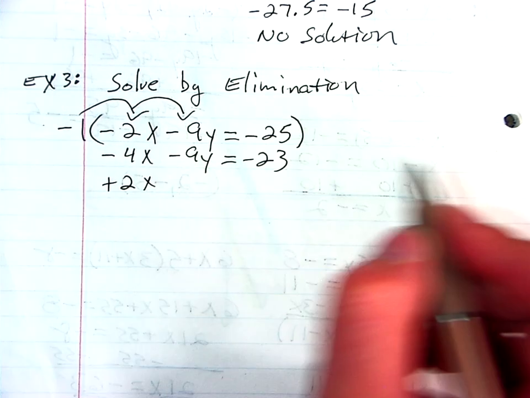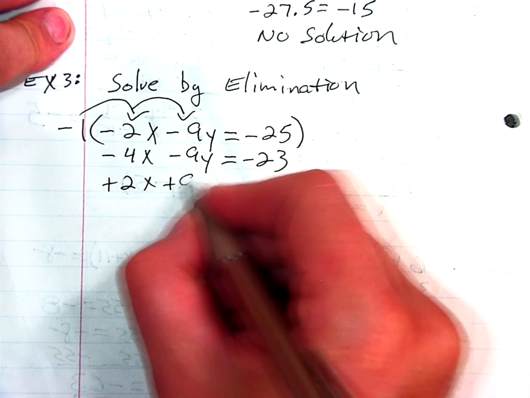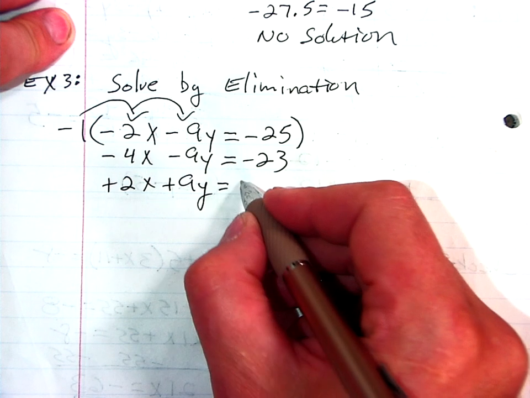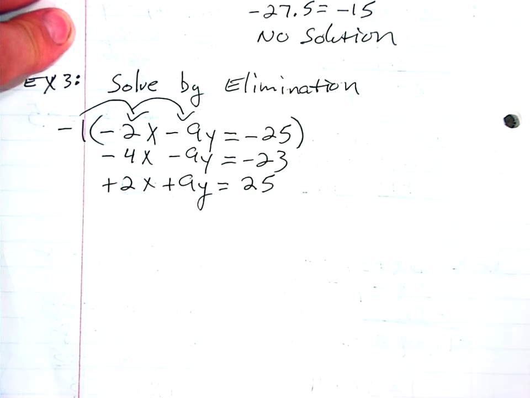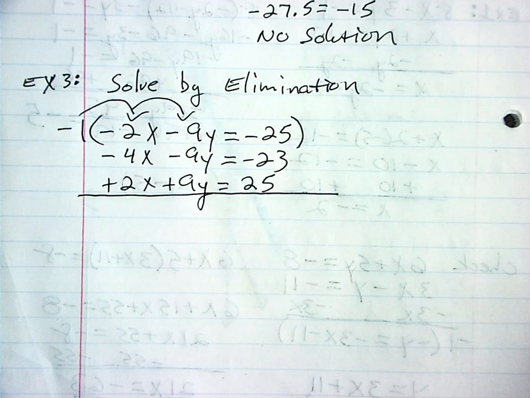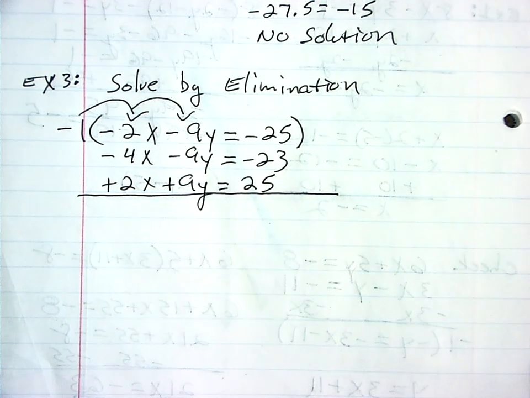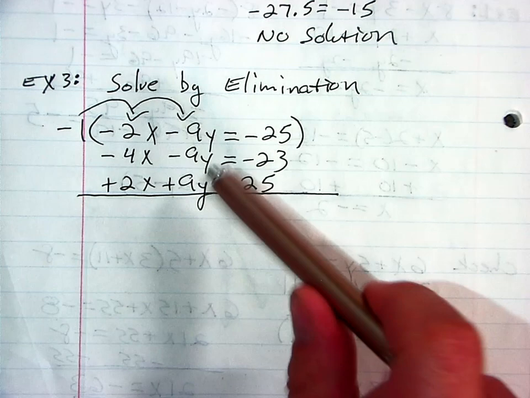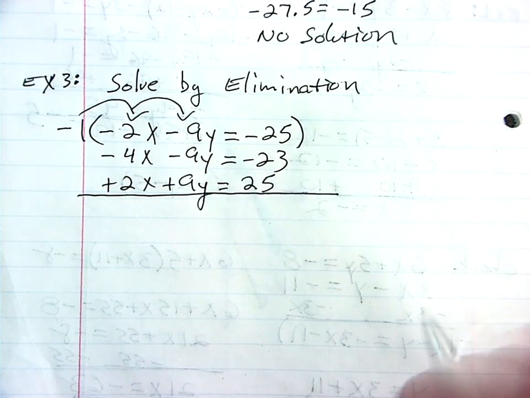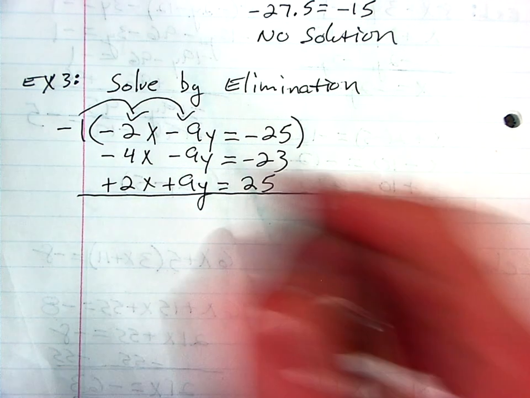Negative 1 times negative 9y is positive 9y. And negative 1 times negative 25 is positive 25. So here's my question to you, Jojo, we could have done the bottom one. It really wouldn't have mattered. Do we have a positive 9y and a negative 9y? So yes. So now we're just going to combine like terms.